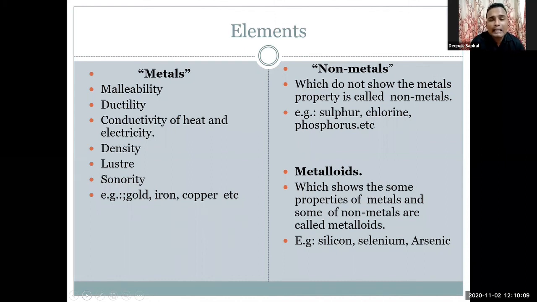And there is another group, that is metalloid. Metalloids are substances which show some properties of metal and some properties of non-metal. Understood? Examples are selenium, arsenic and silicon. These are the three groups of elements: metal, non-metal and metalloid.